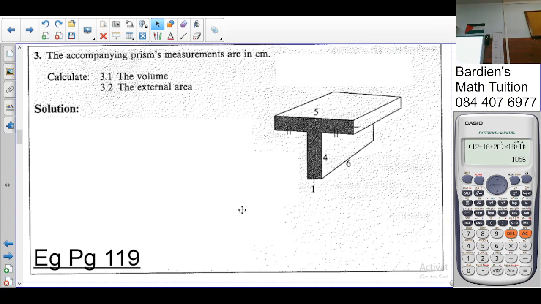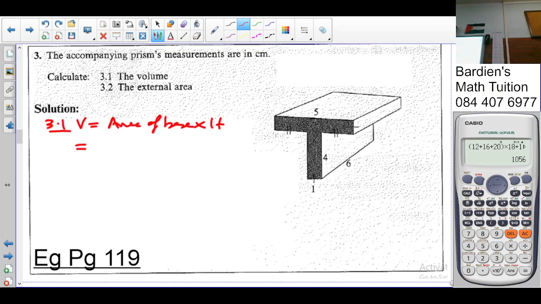So we are told that the accompanying prism's measurements are in centimeters. The question says calculate the volume. So how do you calculate the volume? It's area of base times height. So what type of shape is this base? It's a composite shape, which means it's a few shapes. There's more than one shape in the base. So we divide it up into things that we are familiar with.